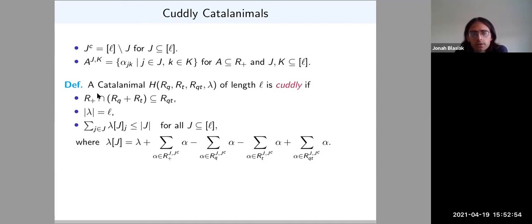Let me say a few words about this first condition. I like to think of this in terms of directed graphs. Instead of thinking of this as a subset of roots, we can think of it as a subset of directed edges. So there are Q edges and T edges. What this means is that if we start with a Q edge and follow it by a T edge, then we have to land in a QT edge. And similarly, if we start with a T edge and follow with a Q edge, we have to land in one of the QT edges. So that's the first requirement. The second requirement is that the total weight has size L. You'll notice our LLT Catalanimals automatically satisfy this, the way they were defined.